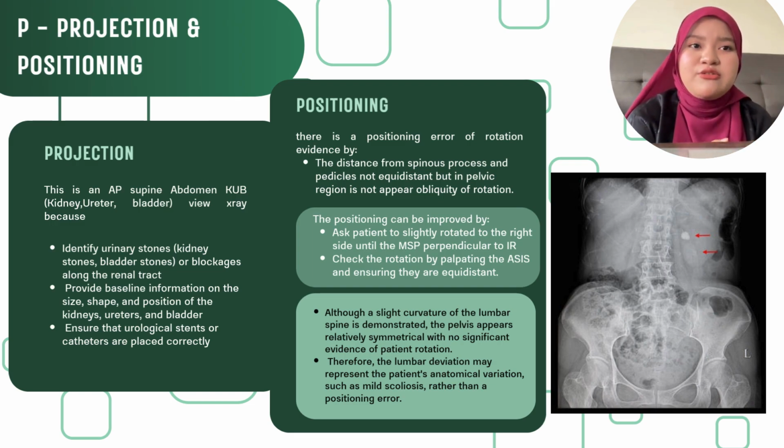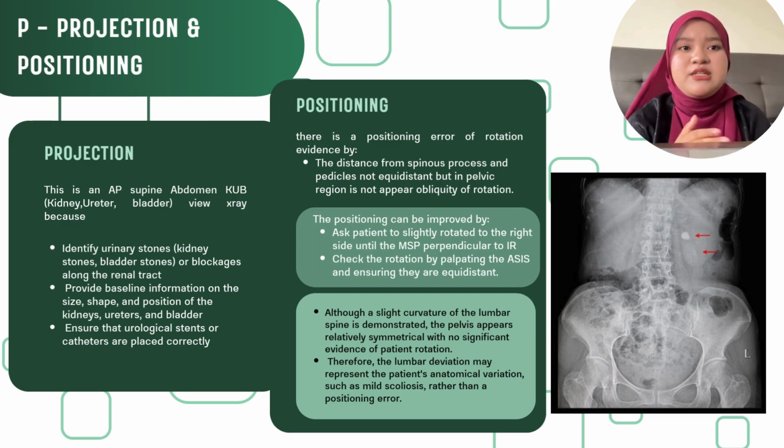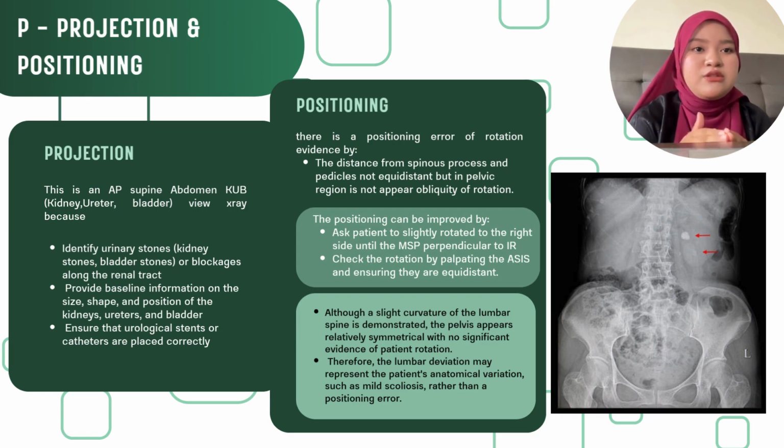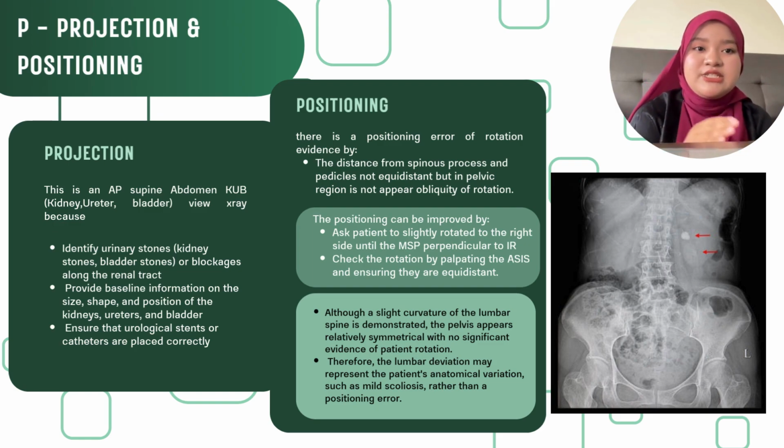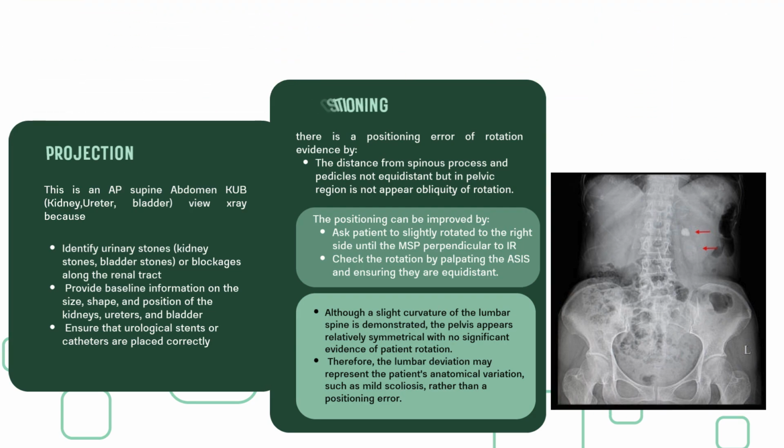Also, a slight curve of the lumbar spine is demonstrated. The pelvis appears relatively symmetrical with no significant evidence of patient rotation. As we can see, the ischial spines are not superimposed with the pelvic brim. Therefore, the lumbar deviation may represent a patient anatomical variation such as scoliosis rather than a positioning error.